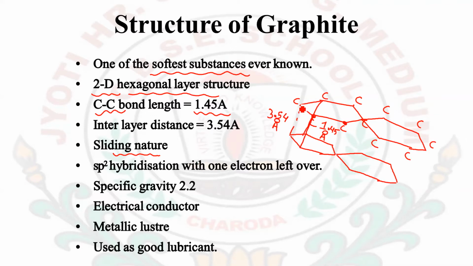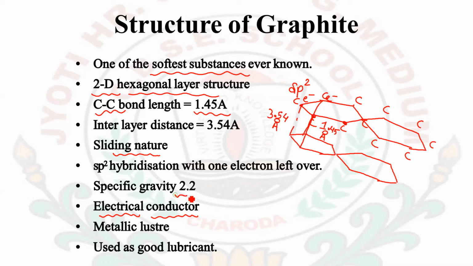Which kind of hybridization is here? You can see that each carbon atom is attached to 3 other carbon atoms, so 3 covalent bonds are formed. Therefore each carbon atom has sp2 hybridization, and one electron is left out as a free electron. Due to this reason, graphite is an electrical conductor, not an electrical insulator, while diamond was an electrical insulator.